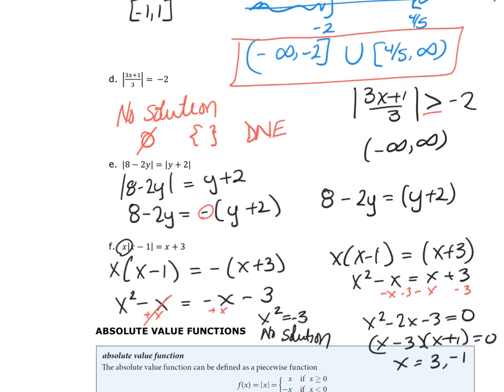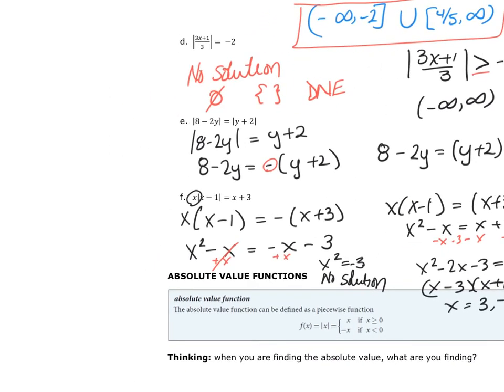So those are my two solutions. I do have to check these, however. So I'm going to go ahead and check these really fast. I'm going to put in 3. So 3, the absolute value of 3 minus 1, does this equal 3 plus 3? So 3 times the absolute value of 2 is equal to 6. 6 equals 6, so that checks.